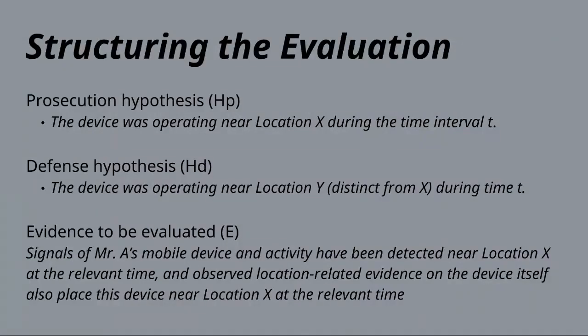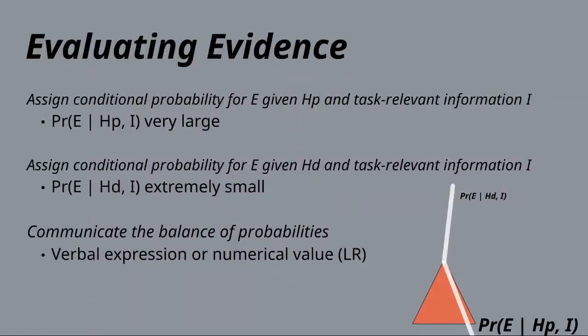Evaluating these traces under two hypotheses, the prosecution hypothesis that the device was operating near location X, the crime scene in Geneva, during the time of interest, and the defense hypothesis that the device was operating near location Y in Zurich during that time. The evidence is that the device was active near location X in Geneva at the relevant time, and the observed location-related evidence on the device itself and on the telecommunication systems are compatible with the device being near location X at the relevant time.